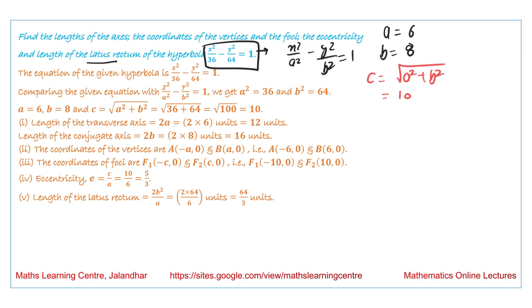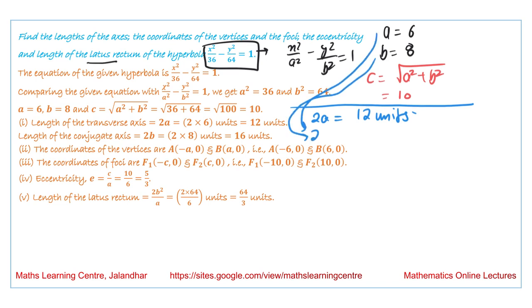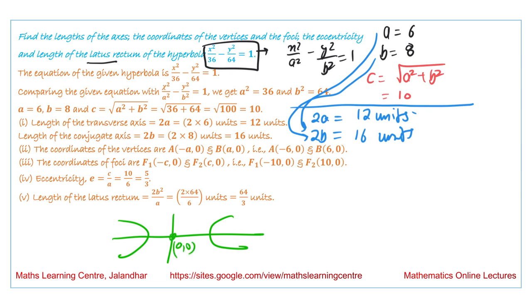When we are talking about the length of the transverse axis, it is 2a, that is equal to 12 units. The length of the conjugate axis is 2b, that is equal to 16 units. Then we are talking about the vertices. The hyperbola we have is of this form. This point, 0 0, is the center. Then we have calculated the value of c, so this gives us the foci, minus 10 0 and 10 0. The vertices lie on the x axis, so the values are minus 6 0 and 6 comma 0. So these are the two vertices. We have calculated the lengths of the transverse and the conjugate axis, and we have seen the two foci.